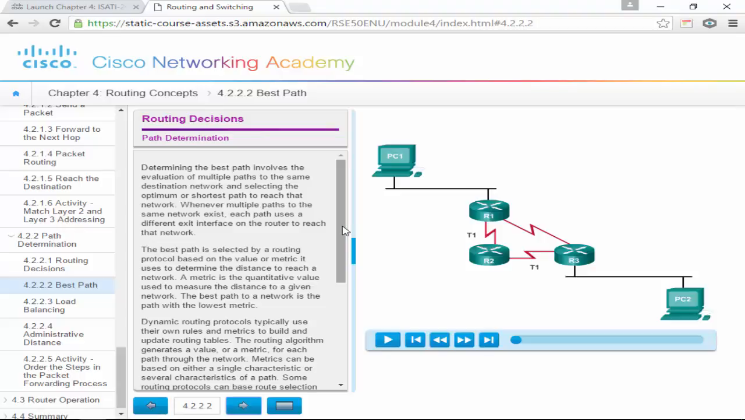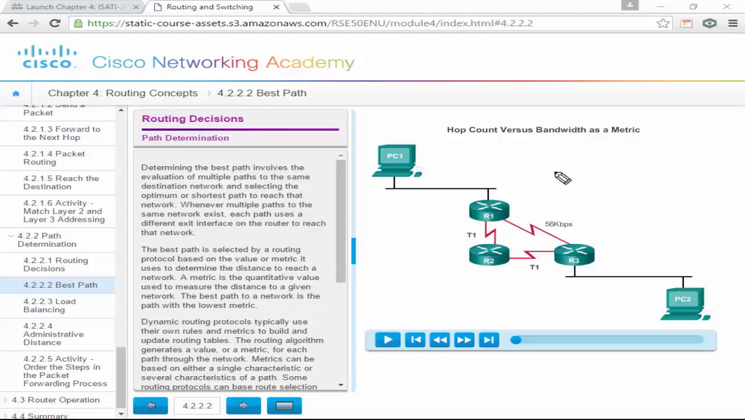Alright, so now what if we have multiple routes? Well, we have to determine best paths. What I mean by multiple routes is, if you can see here, we're sending to PC2, there's two ways. We can take here, or we can take here, right? So which one's better? Well, this 56K is 56K, where T1 is 1.54 meg, so it's a lot faster than the 56K. And so we wanted to take that route.